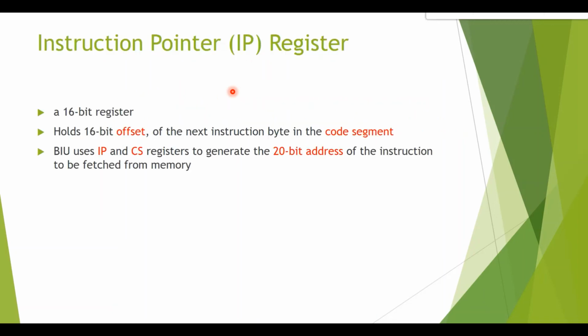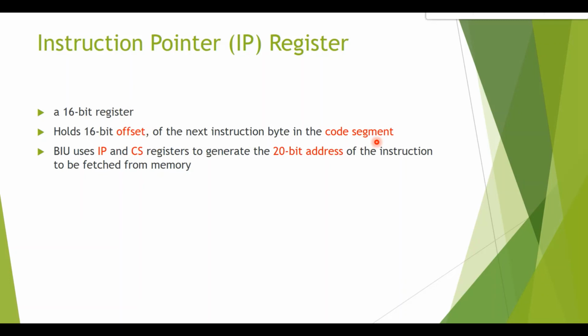अब अगर हमें किसी पर्टिकुलर इंस्ट्रक्शन को रीड करना है फ्रॉम द मेमोरी, दैट इज वी हैव टू रीड द पर्टिकुलर इंस्ट्रक्शन फ्रॉम द कोड सेगमेंट. To read the particular instruction from the code segment, we have to give the offset of that memory location to the microprocessor. That offset is stored in the instruction pointer of the microprocessor. So again, this is a 16-bit register. It holds the 16-bit offset of the next instruction byte in the code segment.